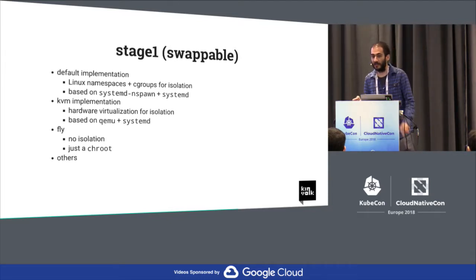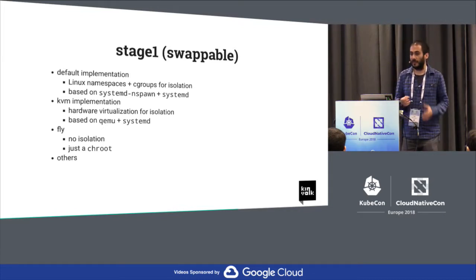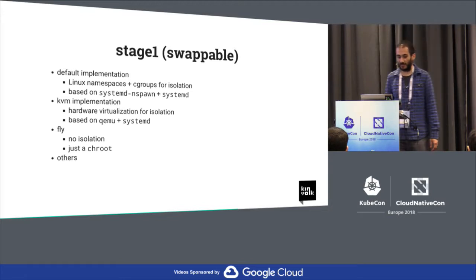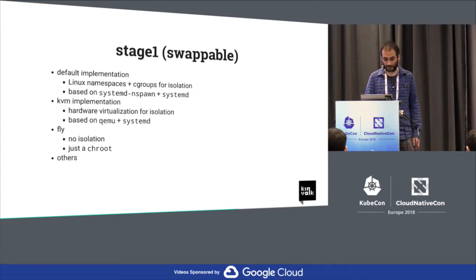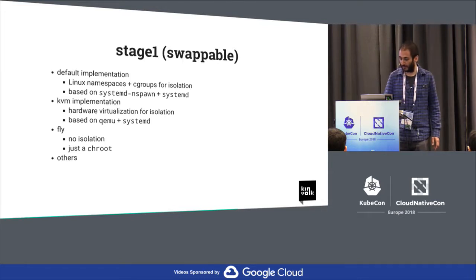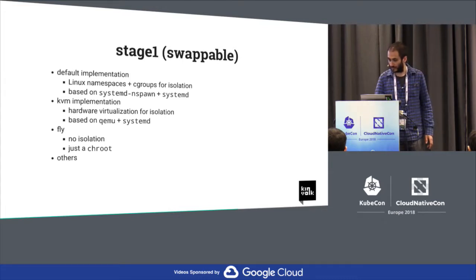And then there's Fly, which is just something that takes advantage of the image distribution mechanism, as I mentioned. It's just a chroot. There's no security guarantees involved. So, for example, Fly is what is used if you run CoreOS Container Linux. It's what is used to run the kubelet via the kubelet wrapper script, and also I think etcd. And then there's others. There's some experimental ones. Yeah, you can search for them.